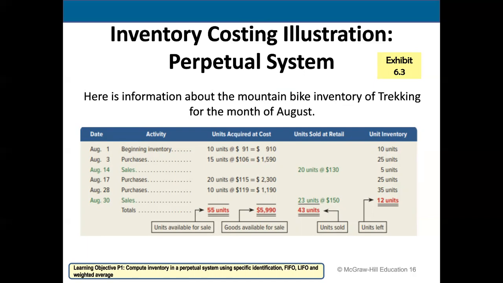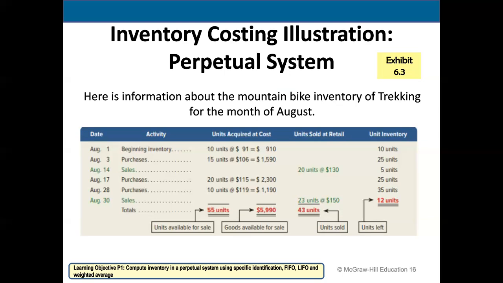So the other columns show you the totals. We can see that they had 55 total units available for sale during the period. So the 10 they had at the beginning, plus the 15, 20, and 10 that they purchased throughout the month.